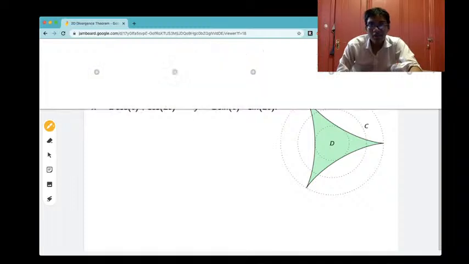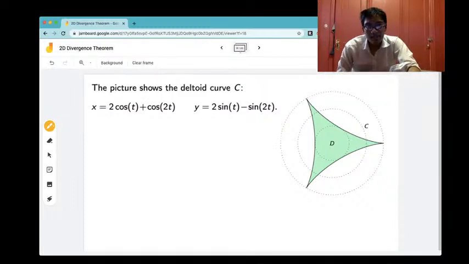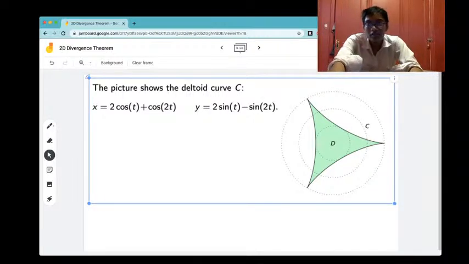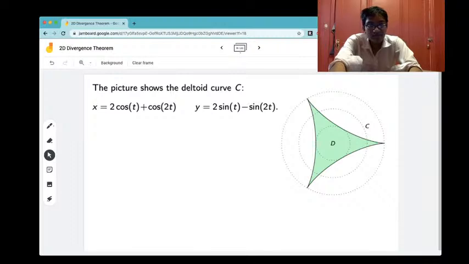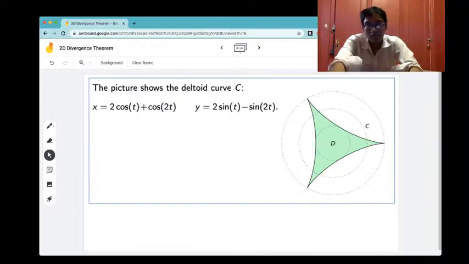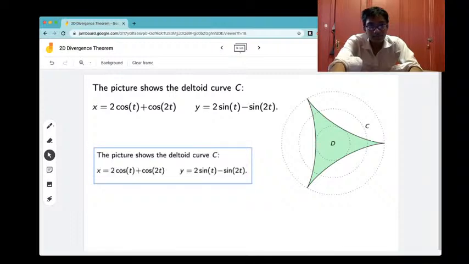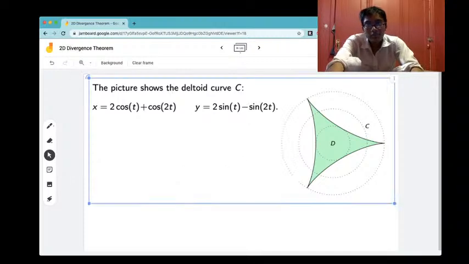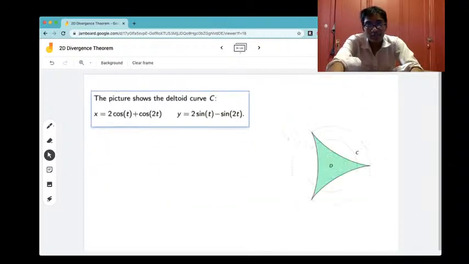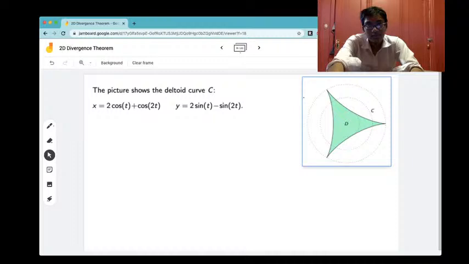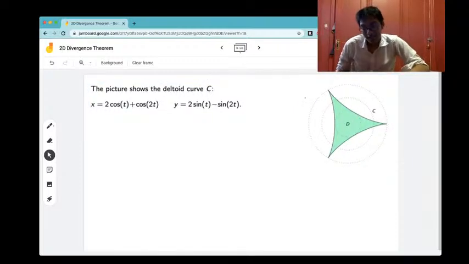Let's move on to the next question. We're being asked to calculate the area of this region. How big is this? You know what? We don't actually need all of this space for just one question. So let's simplify that. Okay, so we have to find the area of this deltoid curve, which you can see right here. And how are we going to do that? We already have our parameterization given to us, so that's great.